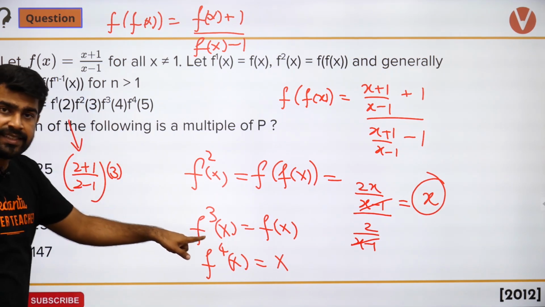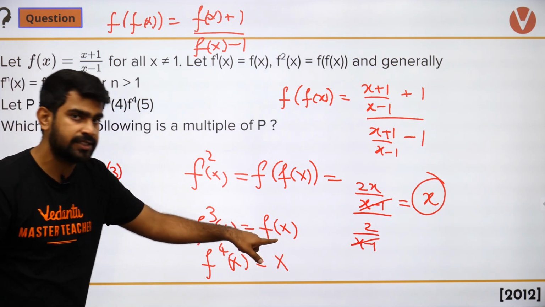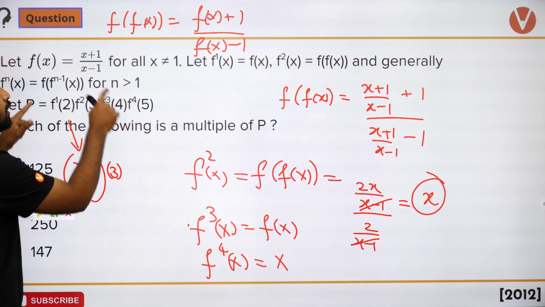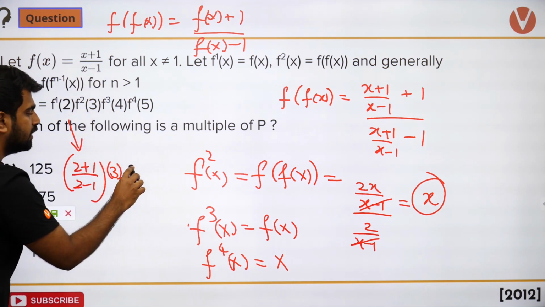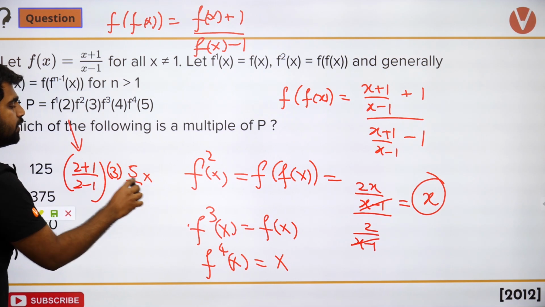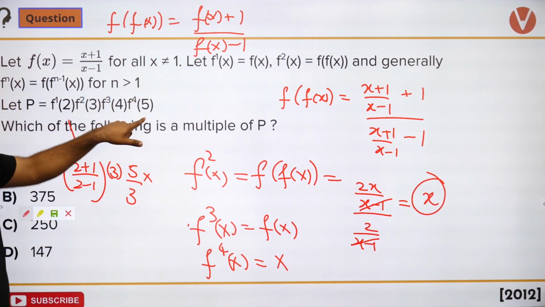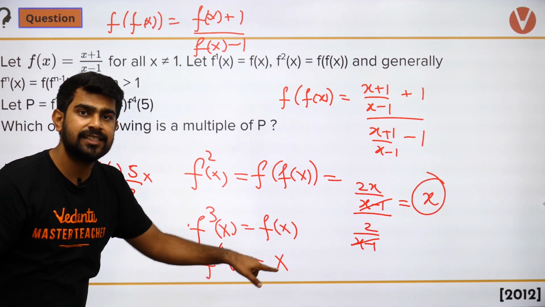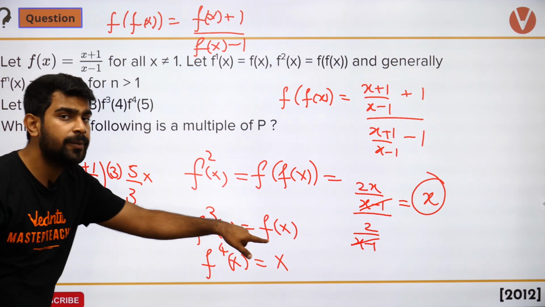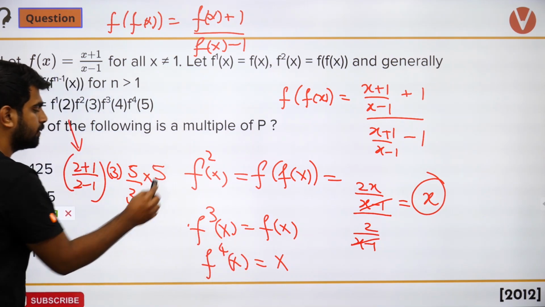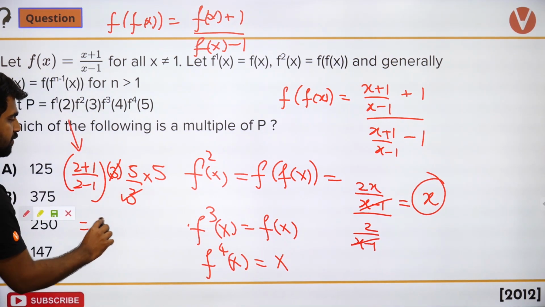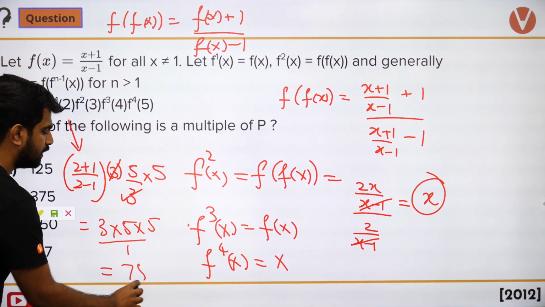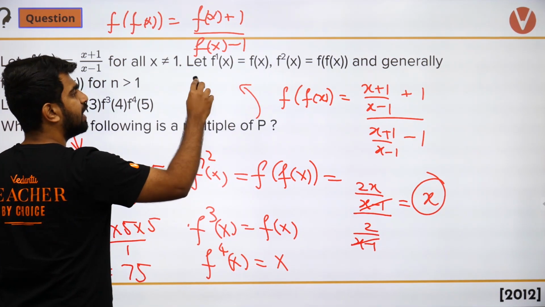f3 of 4. f3 is equal to f of x. So I'll go back to the f of x definition. What number should I substitute? I should substitute 4. So 4 plus 1 by 4 minus 1, which will be 5 by 3, into the last one, which is f4 of 5. What is f4? f4 is again x. So f4 of x is equal to x. So f4 of 5 will be equal to 5. That's it, over. So 3 cancels. You will have 3 into 5 into 5 divided by 1, which is 75. So my P is actually 75.